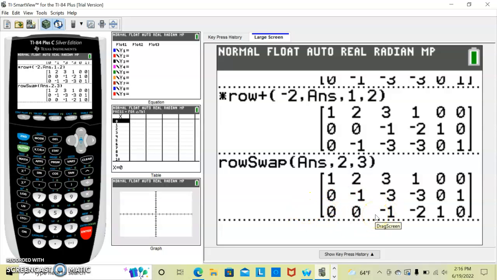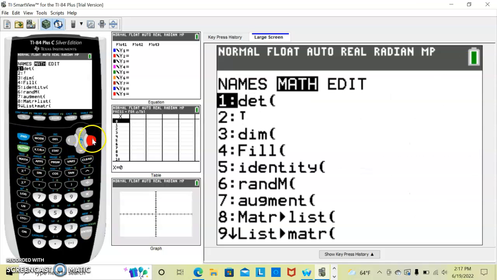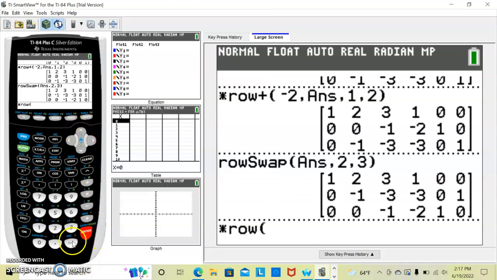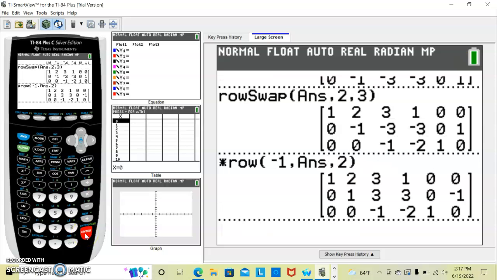So what I'm going to do is multiply row 2 by -1 first. Okay, so that's just straight up multiplying one row by a constant. So the command for that is times row. So I'm going to do times row -1. I'm multiplying -1 by this last matrix, and in that last matrix, it's going to be row 2. So I just multiplied that second row by -1.